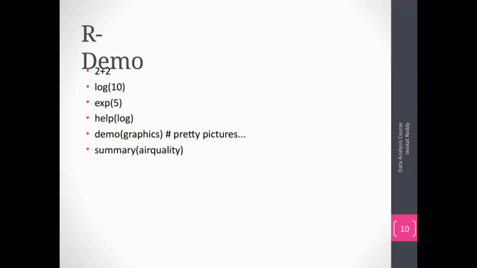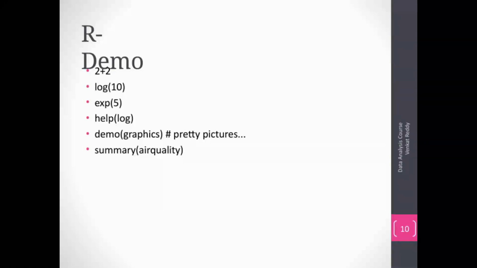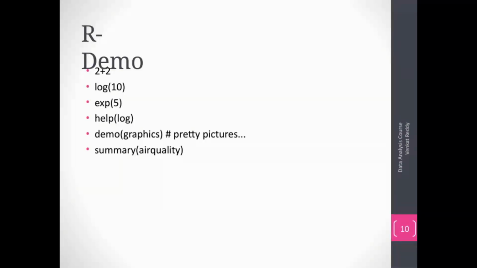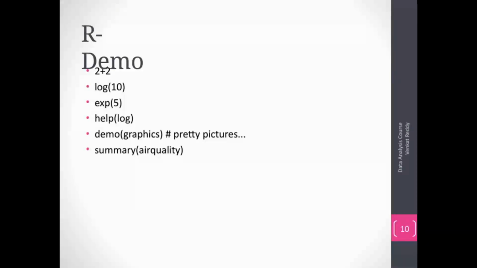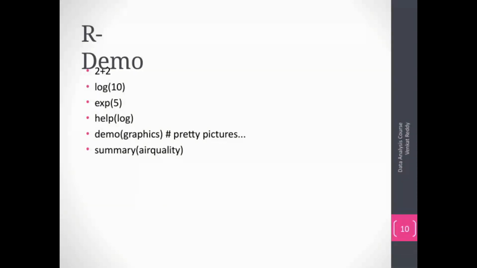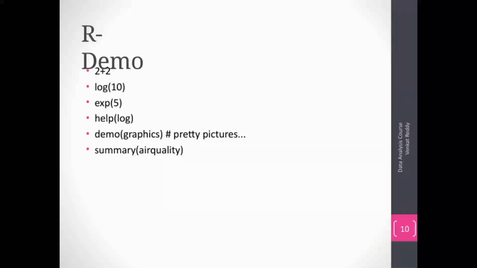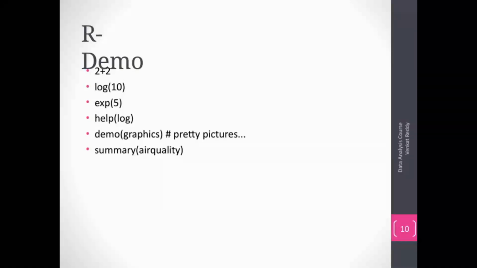Next, we have the summary function applied to the air quality dataset, which provides a quick overview of key statistics: mean, median, min, max, making it easier to grasp the data's distribution at a glance. Finally, there's a mention of RDemo, indicating practical demonstrations that bring all these concepts together. Throughout this course, these tools will help you analyze data more effectively, so mastering them early on will set a solid foundation for your data analysis journey.